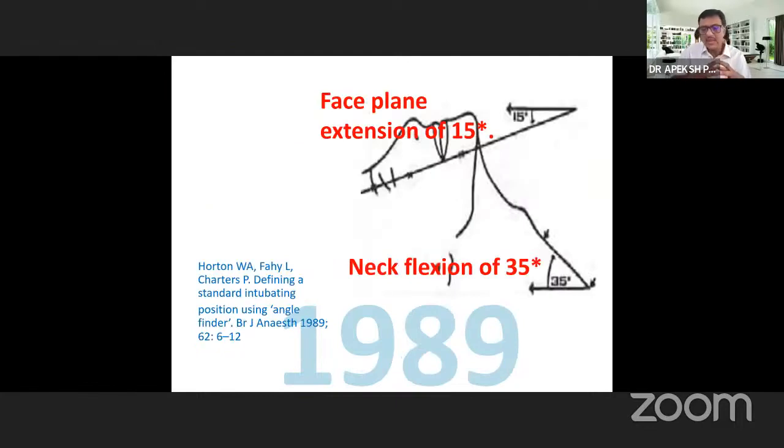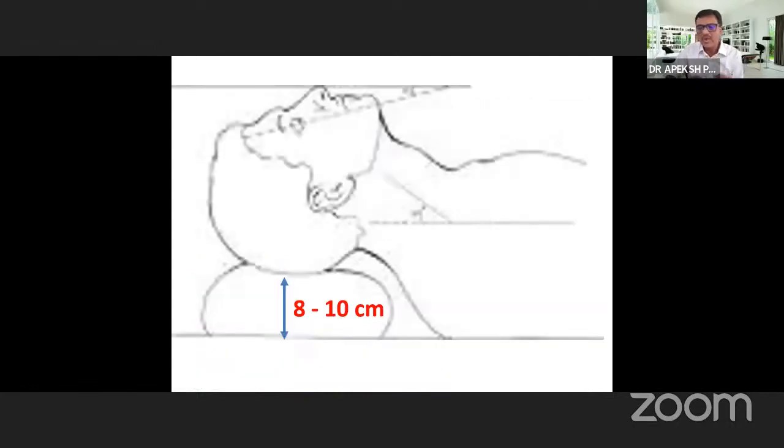After that, in 1989, Horton was the person who exactly defined the angle of cervical flexion and extension of the atlanto-occipital joint. He defined that neck flexion should be 35 degrees and extension of the face plane should be 15 degrees. So how do we achieve this? In common terms, we label this as the sniffing position. To give the sniffing position, you need to flex the cervical spine, and for that you need to keep at least an 8 to 10 centimeter height pillow under the occiput, and then you need to extend the face plane. This is flexion of the cervical spine and this is extension of the atlanto-occipital joint.